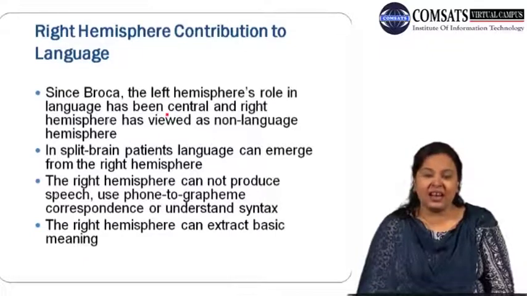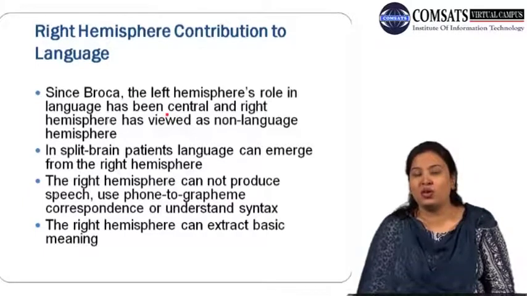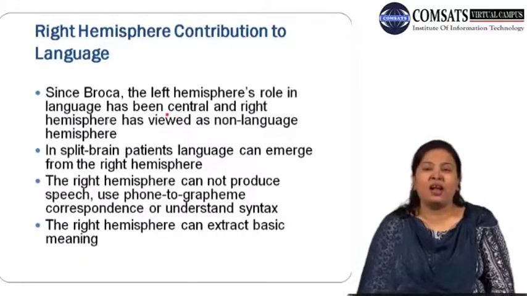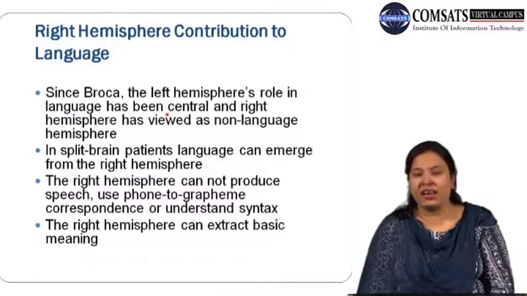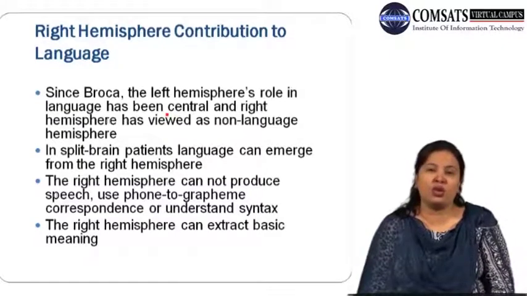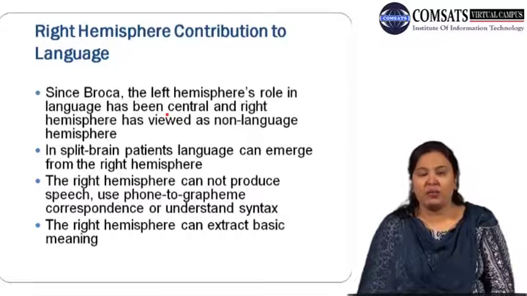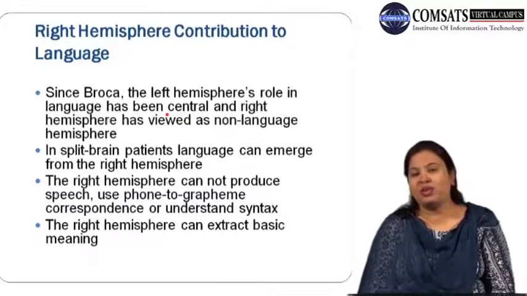Then another point is that the right hemisphere cannot produce speech, use phone to grapheme correspondence or understand syntax. Phone is the phonological sound, the smallest unit of sound, and grapheme is the smallest unit of written language with respect to written alphabets. So their relationship can be best understood with the help of the right hemisphere. At the same time, the right hemisphere helps us to understand the syntax, and it can extract basic meaning. It is another important role that has been observed.